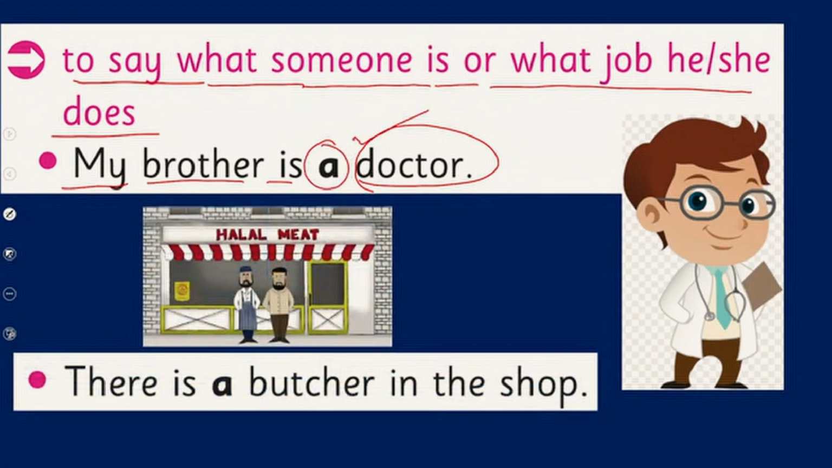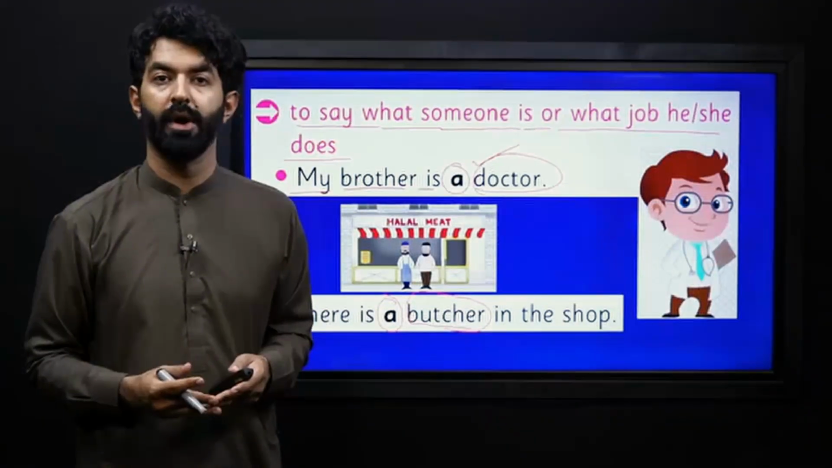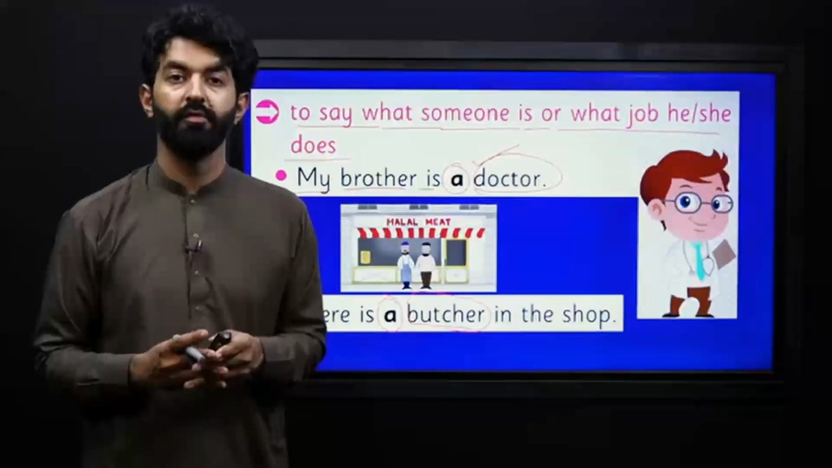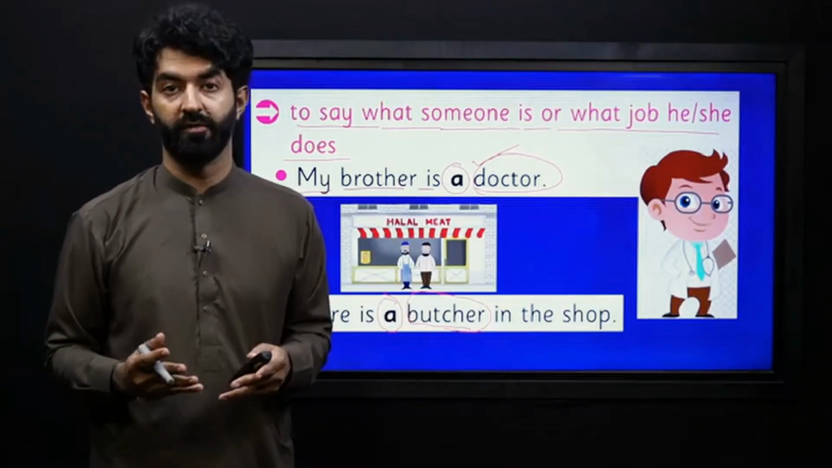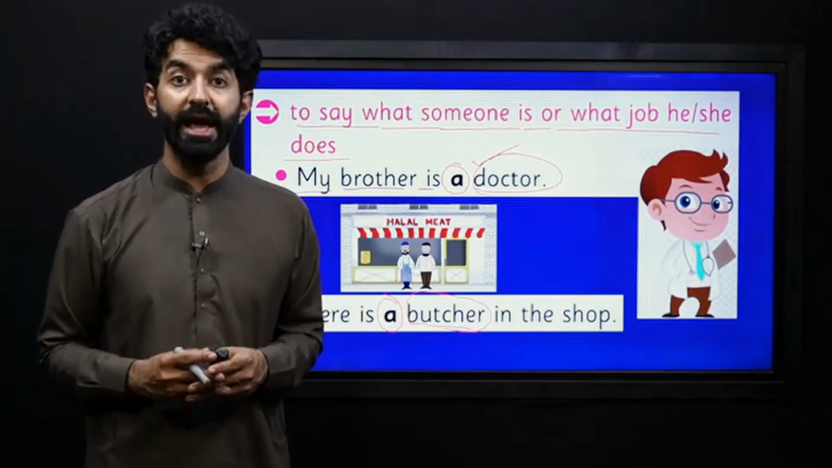Now we have another example. There is a butcher in the shop. Butcher is also a job, a profession. So that's why we are using a here. Also we are talking about one thing. We are talking about an indefinite thing. That's why we are using a.